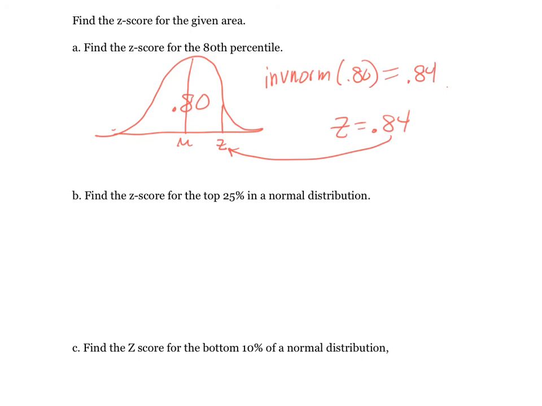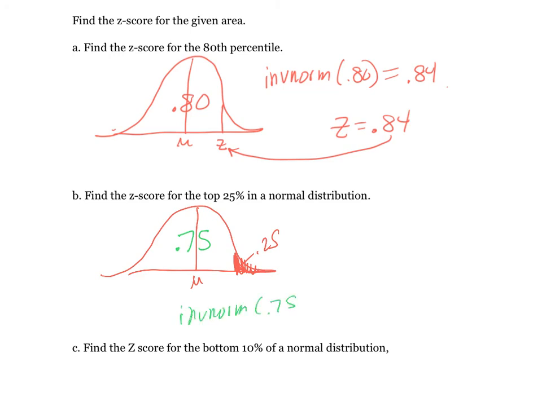For B, it says find the z-score for the top 25% in a normal distribution. So I draw my normal distribution. Mean would be in the middle. The top 25% is over here. But again, we're going to look up on our calculators 75%. So I'm going to do the inverse normal command and look up 75%. And this is 0.67. Okay? And remember, that is a z-score, not a percentage.